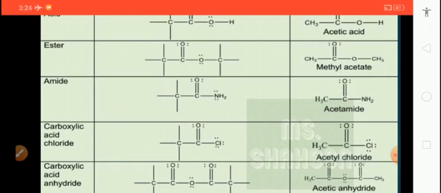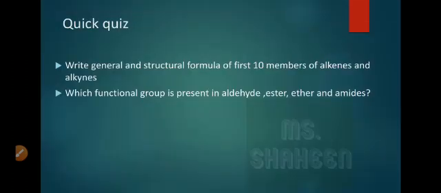Hopefully, students, you understood the homologous series and functional group very well. Now come to the quick quiz. Write the general and structural formula of the first 10 members of alkenes and alkynes. You have to write them just like I showed you in the starting slides for the homologous series of the alkane. In alkenes there is a double bond, in alkynes a triple bond. Second, which functional group is present in aldehyde, ester, ether and amide? You have to write the complete formula, and it would be better if you write the structure of all these examples.